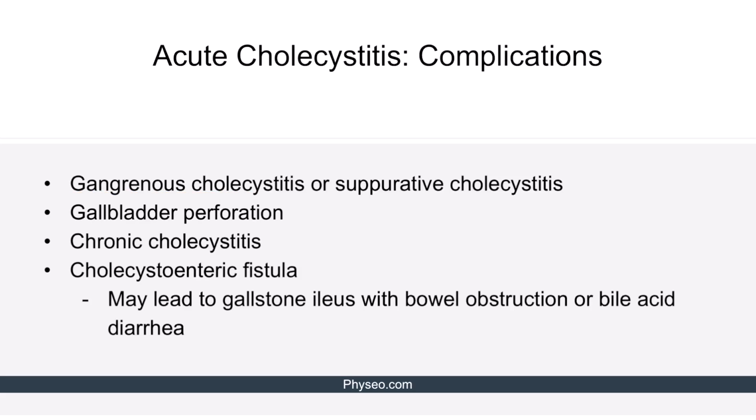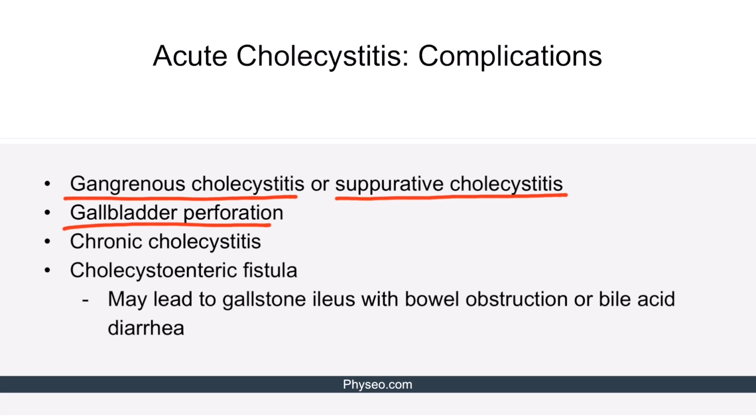Cholecystitis, if not managed, can lead to gangrenous or suppurative cholecystitis, which is associated with higher surgical risk and infection. The edema, congestion, and distension of the gallbladder, if left untreated, can also lead to perforation and subsequent peritonitis, which has a high mortality.